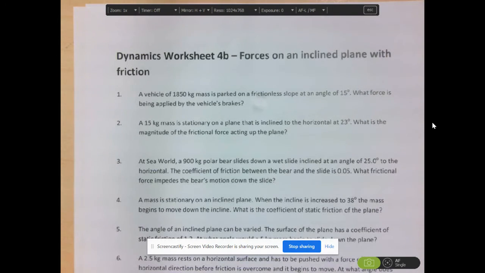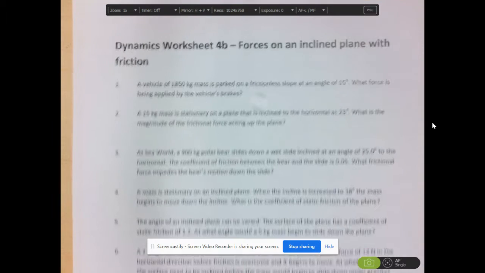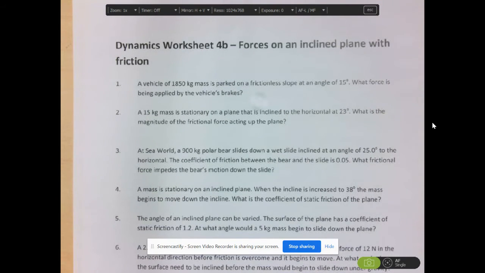Okay, welcome back. We're about to do some questions from this worksheet that you'll find in the link in Compass. It's dynamic worksheet 4B and it is on the inclined plane, but this time we're doing frictional parts of the force. So let's just work a few things together, then I'll let you go on and then we'll come back and have a look at some of the harder ones towards the end.